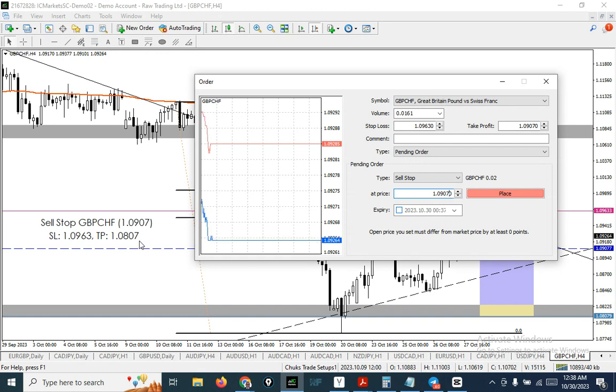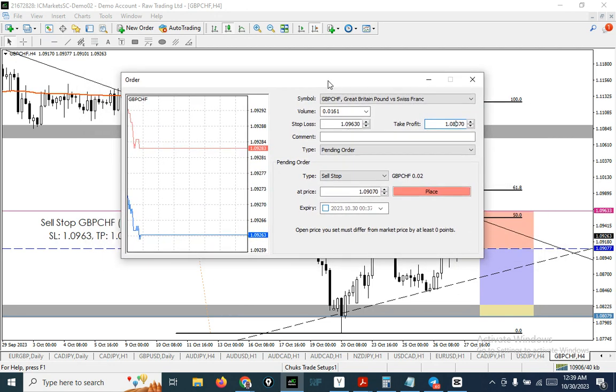So that is it. This is your take profit. It should be 1.08, sorry, 1.0807. Okay, so this is correct. These are all the parameters you have to enter in this window. You come and click place.